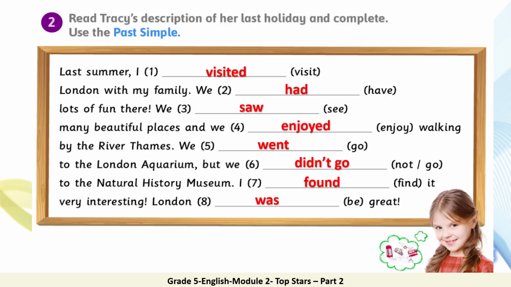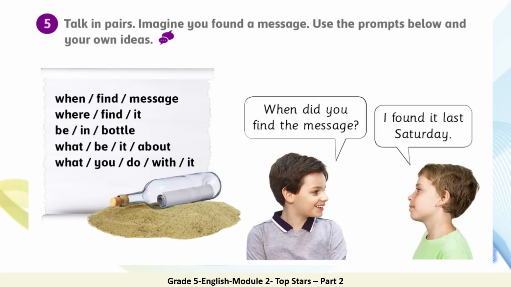Now let's talk. Open your students' books, page 21, exercise 5. Talk in pairs. Imagine you found a message. Use the prompts below and your own ideas. Look at these two boys. They're making a conversation about a message found in a bottle. Let's now listen to the conversation.